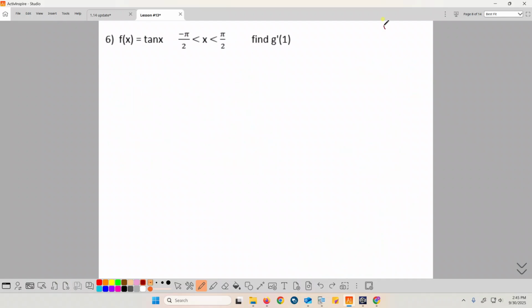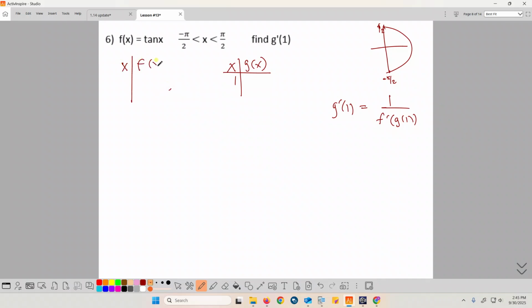Here we have the same restriction there, which goes from negative pi over 2 up to pi over 2 right here, okay? And we want to find g prime of 1, okay? And so remember, if we're finding g prime of 1, that really just means we're doing 1 over f prime of g of 1, okay? So that means that when x is 1, that means that the y is 1 on the f of x function, okay? So I want to write that down. So when x is 1 over here, that's when y is 1 over here, right? These are inverse functions.